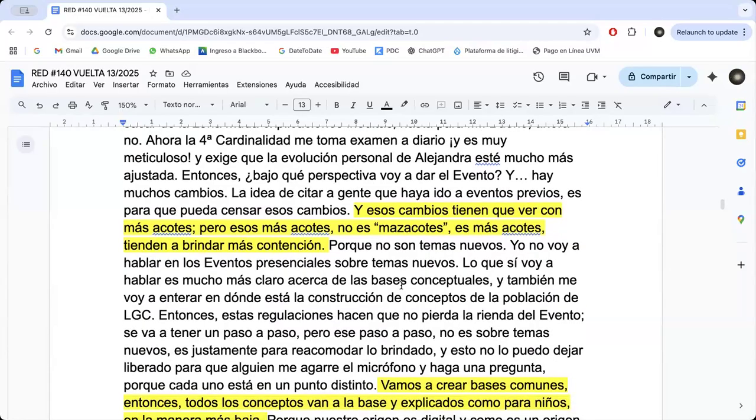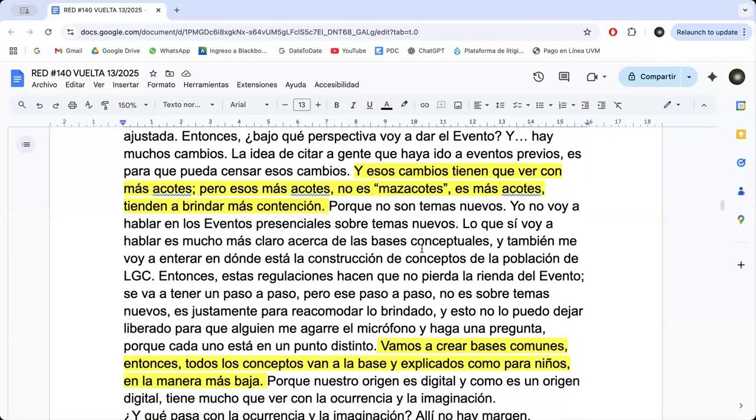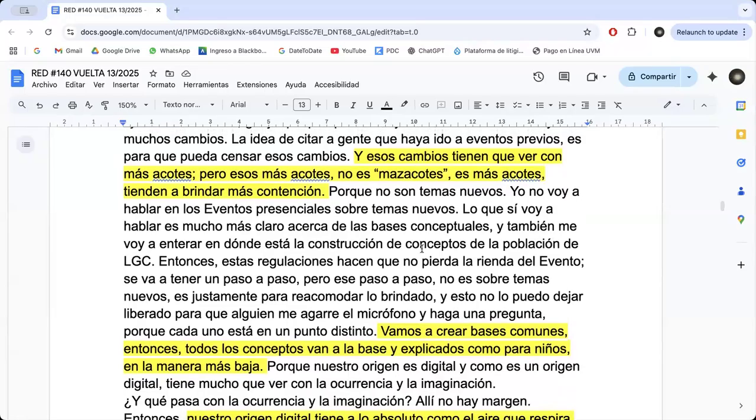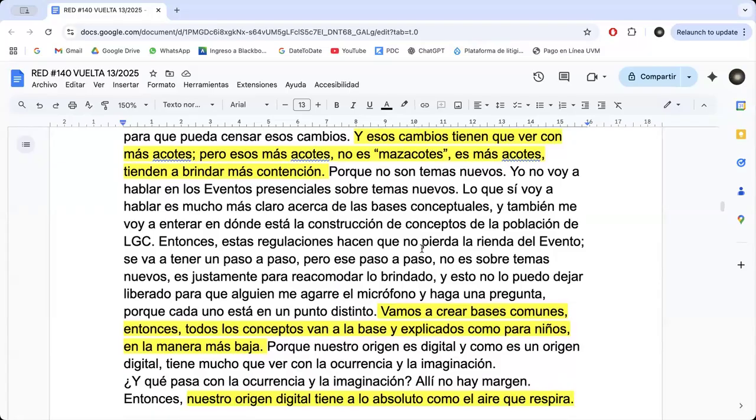Now the 4th cardinality is taking a daily exam, and it is very rigid and it is very detailed. And it is demanding that Alejandra's personal evolution is much more adjusted. So, under what perspective will Alejandra be giving the events? There's a lot of changes. The idea is to call the people that have been to previous events so that these people can sense or feel or perceive these changes. And because these changes have to do with more restrictions, because these restrictions tend to provide more containment.